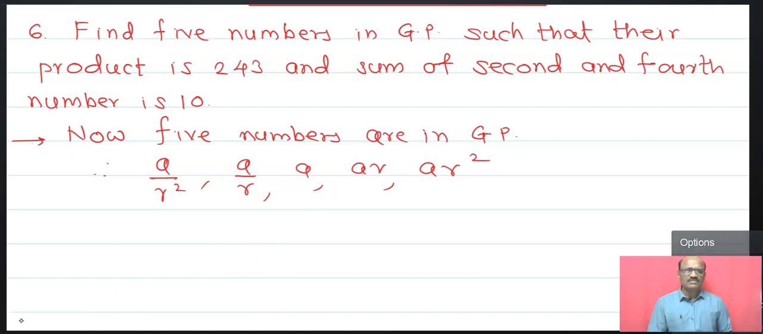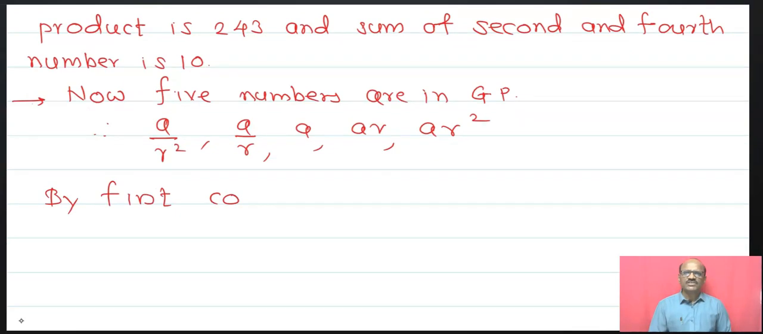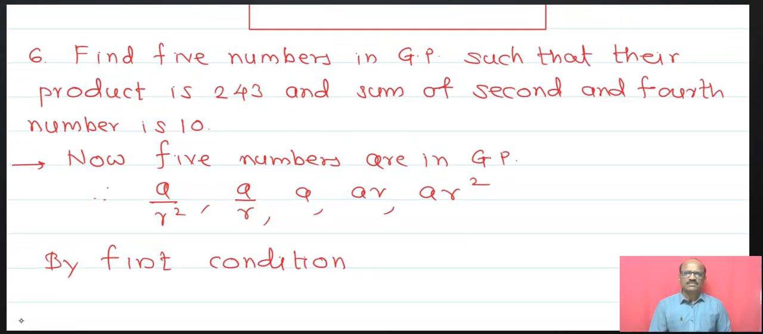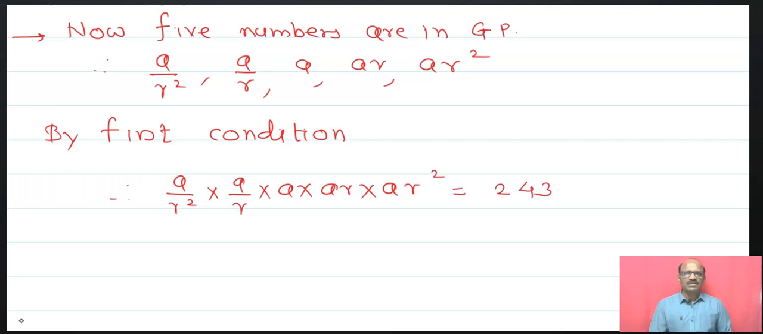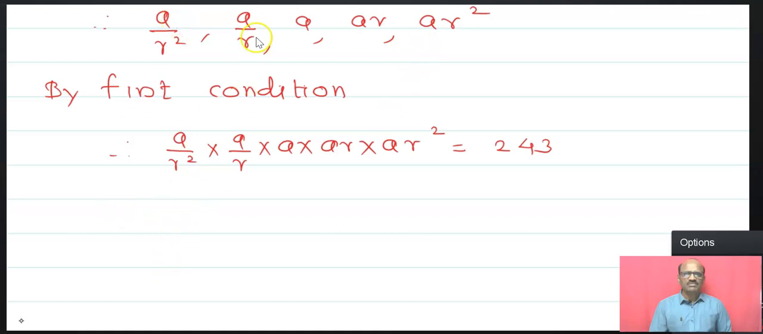Now, see this. By using the first condition, the product of all these terms, A upon R square, A upon R, A, AR, AR square, is equal to 243. Now what will happen here? In the denominator R square into R is R raised to 3, and in the numerator R into R square is R raised to 3, so these two terms will get cancelled. And next will be A into A into A into A into A, that is A raised to 5. A raised to 5 is equal to 243, and it's clear that this is 3 raised to 5, and the value of A is equal to 3.